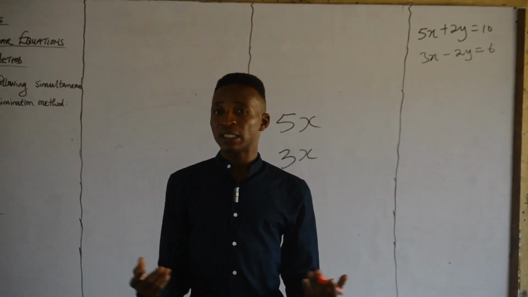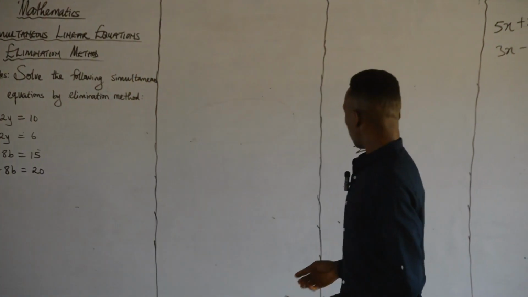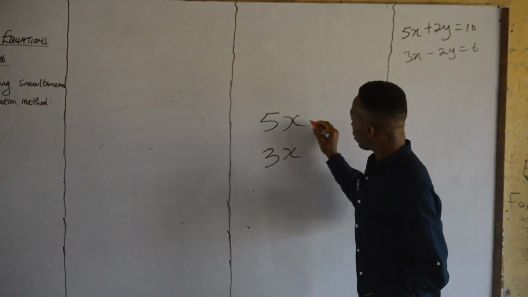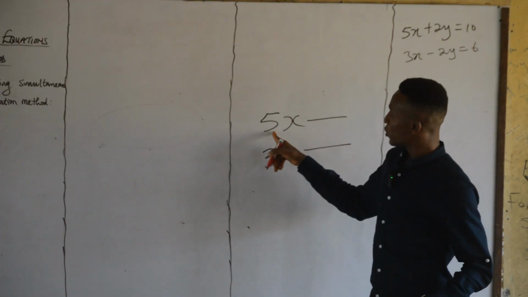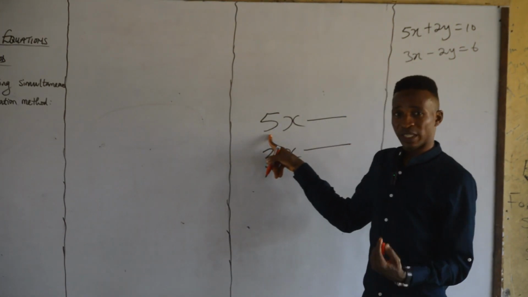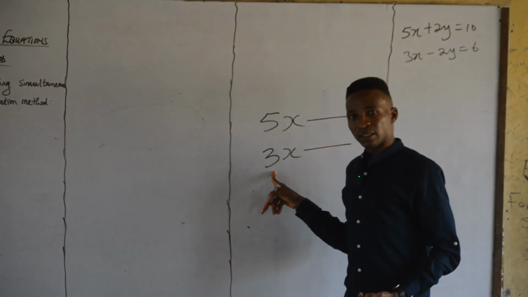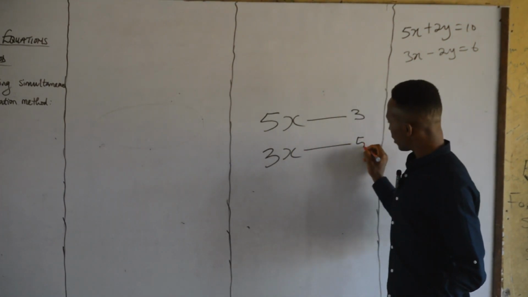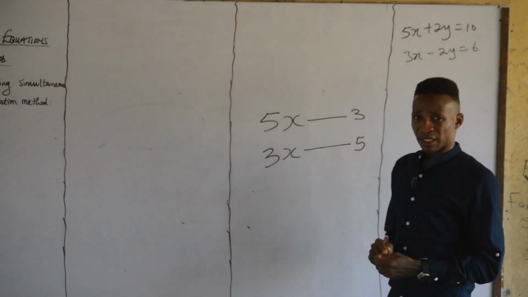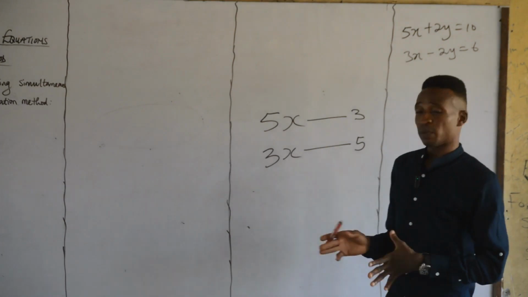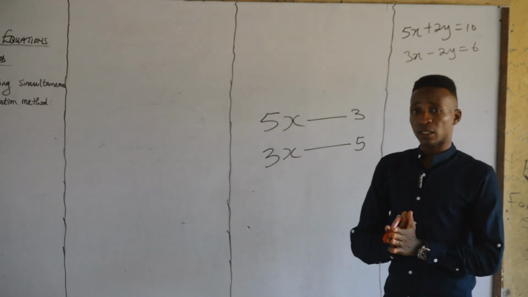The LCM of 5 and 3 is 15, obviously. That means when you multiply 5 by 3, you get your 15. Now, if you have the LCM as 15, what should I multiply by 5 to get 15? The answer is 3. What should I multiply by 3 to get 15? The answer is 5. Let me explain that part again, because that's the only technical part as far as this topic is concerned. You want to eliminate x.